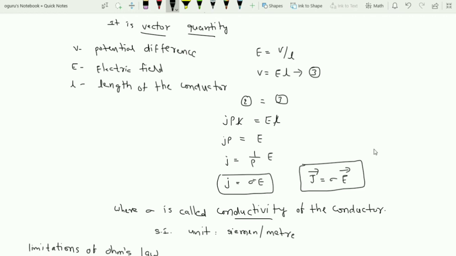Already we know Ohm's law, V is equal to IR. This is the basic equation of Ohm's law. Now J is equal to sigma into E is the alternative form of Ohm's law.